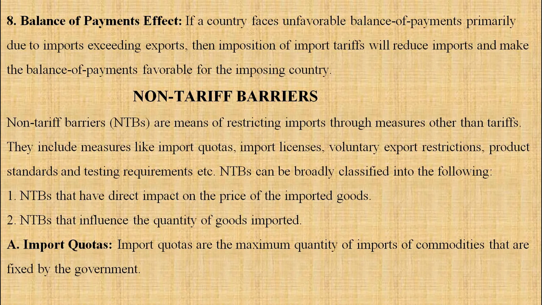Now, non-tariff barriers. Non-tariff barriers, in short, are called NTBs. These are means of restricting imports through measures other than tariffs. They include measures like import quotas, import licenses, voluntary export restrictions, product standards and testing requirements, etc. NTBs can be broadly classified into the NTBs that have direct impact on the price of the imported good and NTBs that influence the quantity of the goods imported.